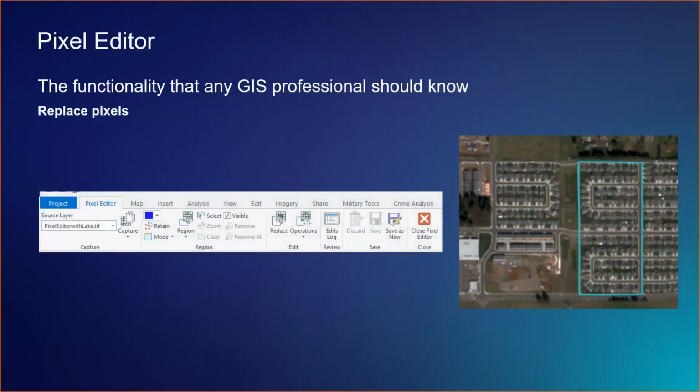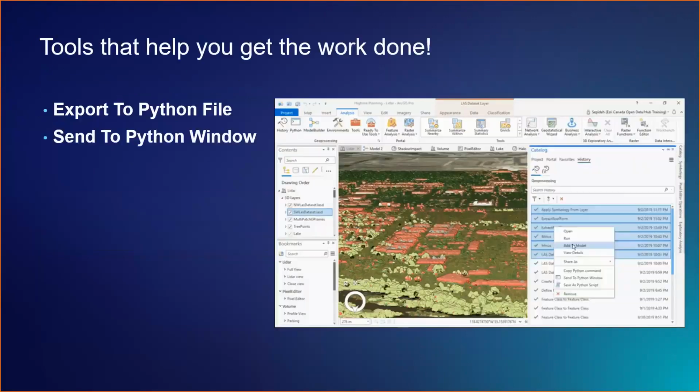Okay, so one of the main functionalities that any GIS professional we feel should know is the pixel editor. The pixel editor provides a fast and easy way that we can edit our classified raster and imagery. Pixel editor is available only with the image analyst extension, so take note. Replace pixels is a great tool in the pixel editor that allows you to cover a region with another block of pixels. Sapide will show us this tool in a demo shortly.